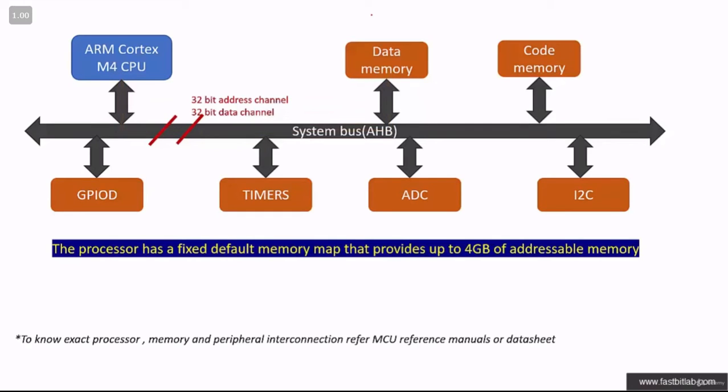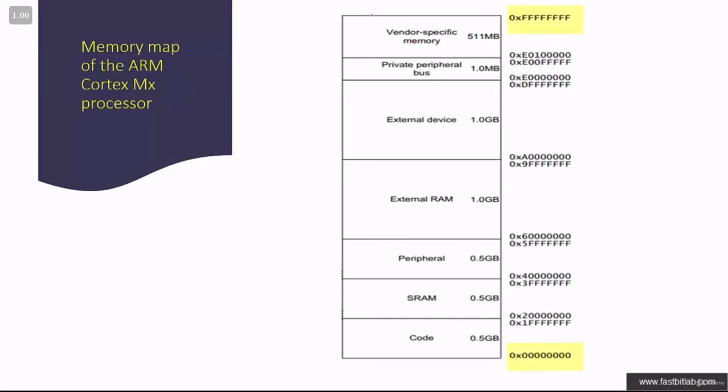On the ARM Cortex-M processor, this bus interface is of 32-bit data channel and 32-bit address channel. That's the reason the processor can produce 4 gig different memory location values. So from 0 to FFFFFFFF. That's the processor addressable memory range. And in that range, different regions are fixed by the processor design. This is a fixed one. You can't change it. So this is fixed by the processor designers. And that's what we call a memory map.